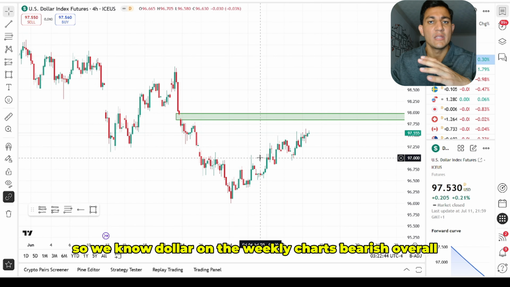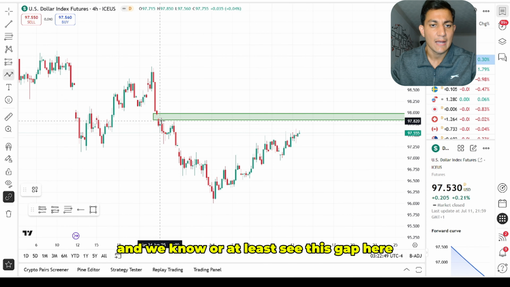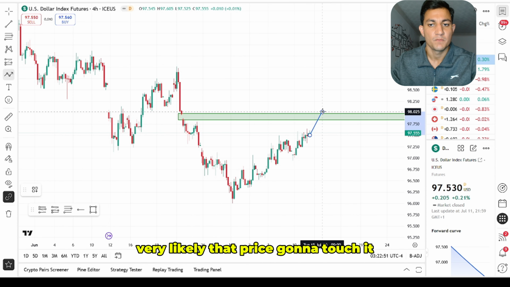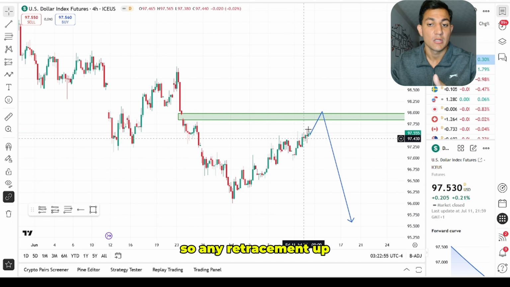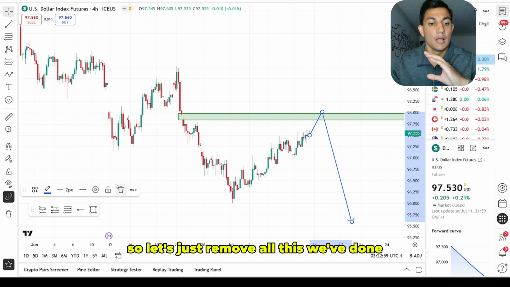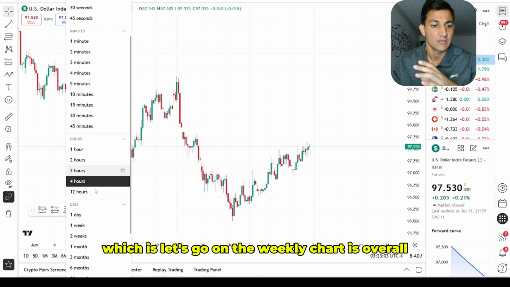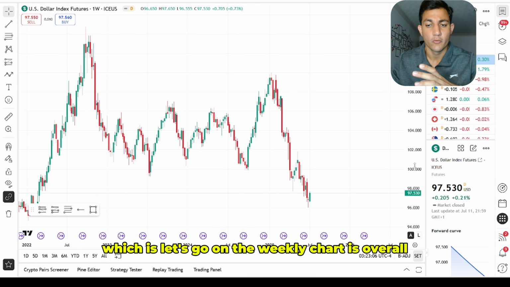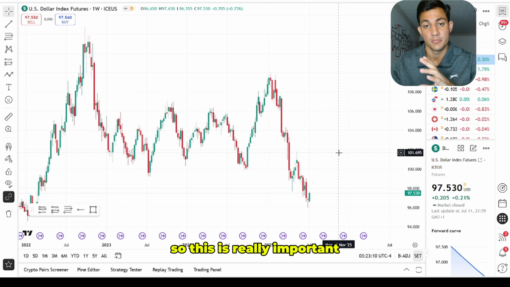So we know the dollar on the weekly chart is bearish overall. And we see this gap here, very likely that price is going to touch it, fill it, and then continue downwards. So any retracement up, any bullish movement on the dollar is very low probability. Let's just remove all this. We've literally got all we need from the dollar, which is, on the weekly chart, overall, the dollar is bearish. So this is really important.